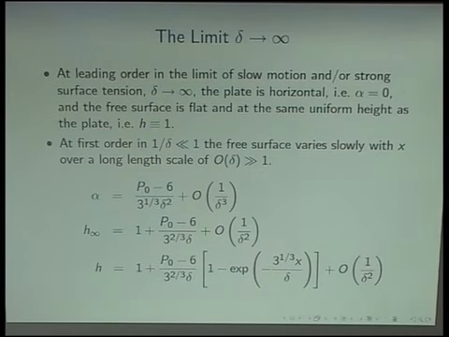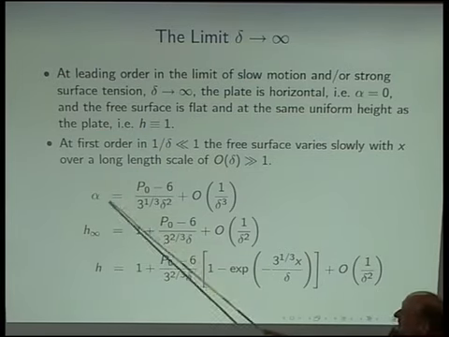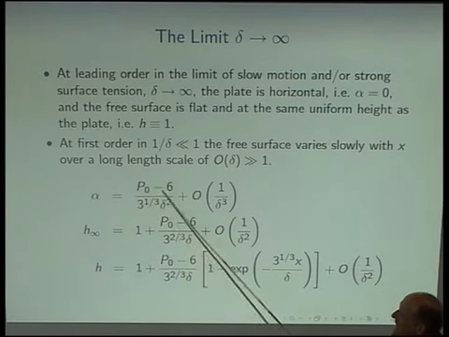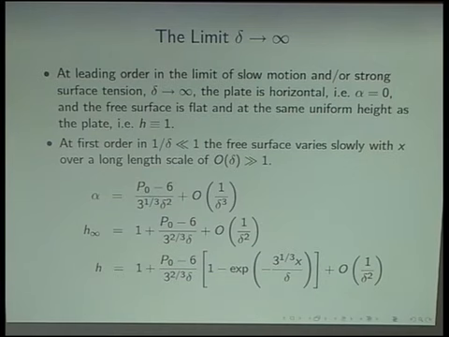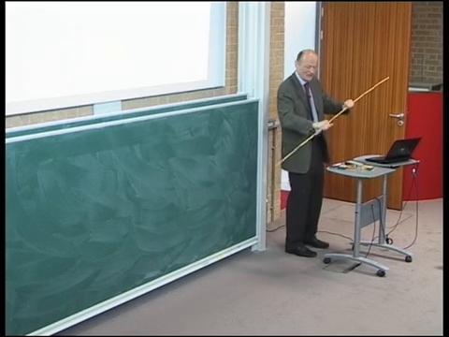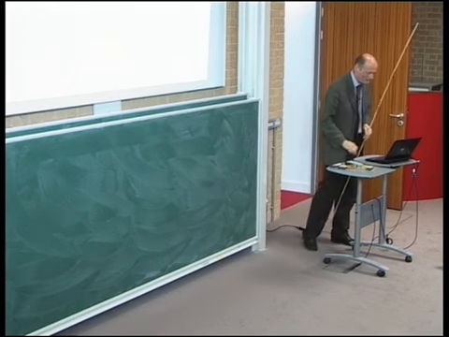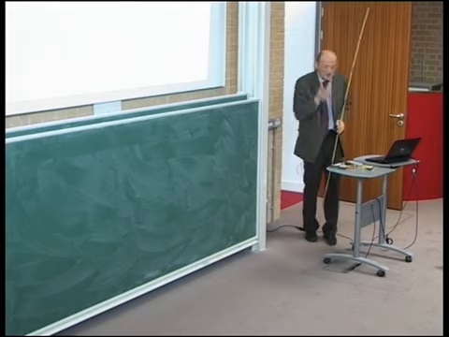So why is 6 special? Because here the sign of alpha depends on whether P0 is bigger or less than 6. Well, that depends on whether there's a net positive or negative pressure gradient under the plate. But if there is a positive one, it tends to go slightly up. If there's a negative one, it tends to go slightly down. Okay, that's the limits. What about the general case?